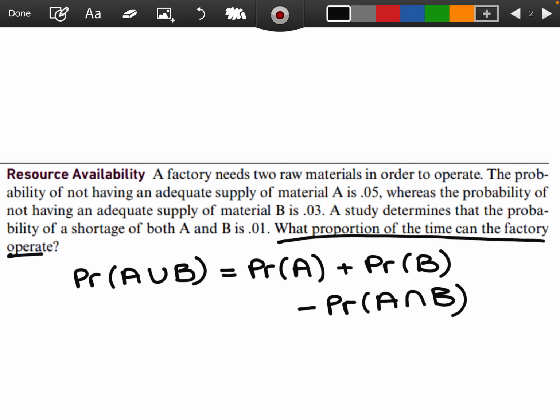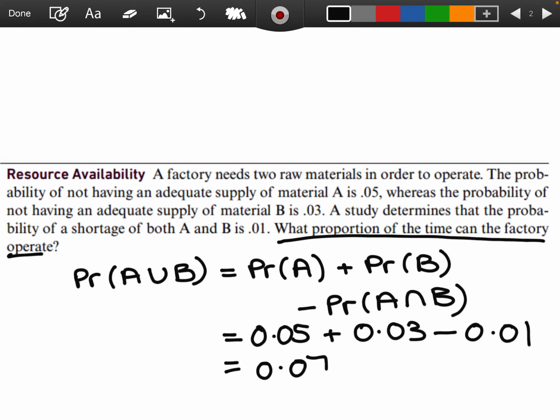The question actually asks what proportion of the time can the factory operate, meaning what proportion of the time is there not a shortage. So what I'm doing here is I'm calculating the probability that there is a shortage, and then I can subtract it from 1 at the end, and that will tell me the probability that there is not a shortage. Okay, so the probability of A union B is going to be the probability that we have a shortage of A, which was 0.05, plus the probability that we have a shortage of B, 0.03, minus the probability that we have a shortage of both.